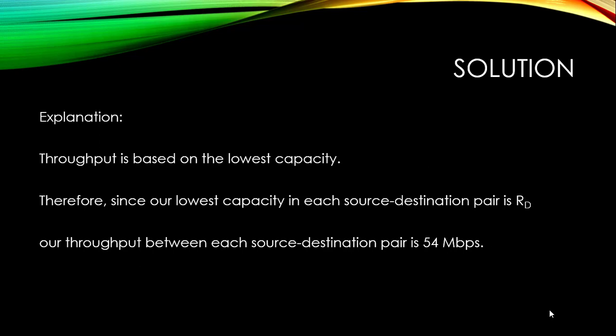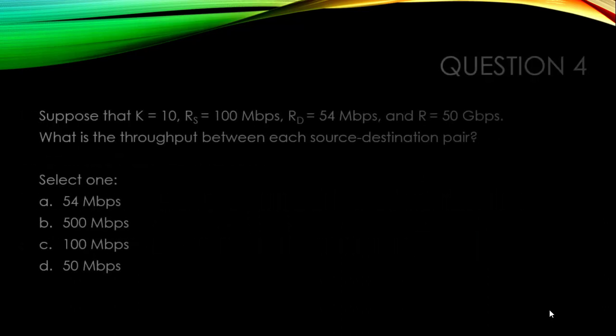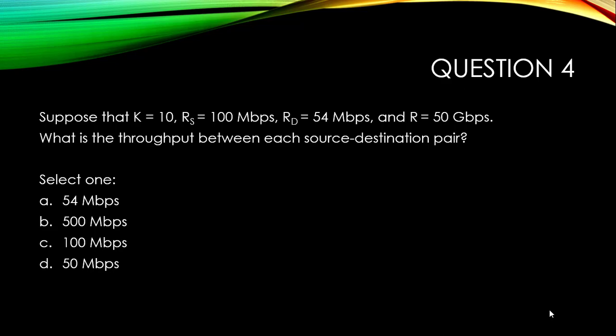If you think about it, networks flow just like water flows in pipes, or traffic flows on streets. And throughput, the amount of flow, the amount of things getting through any sort of network, whether it's streets, water pipes, or our actual internet, is going to be limited based on the smallest point that allows things to get through. So our limiting or our lowest capacity will always dictate our throughput. We know, looking back at question 4, that the throughput for each source destination pair is going to be RD, which is 54 megabits per second. So we can select that answer.